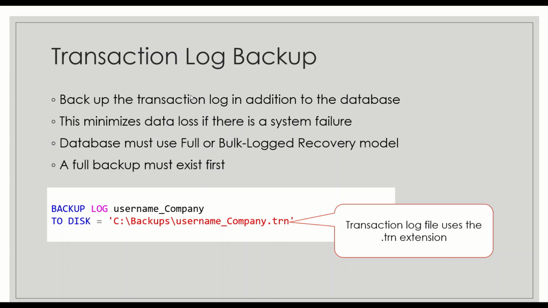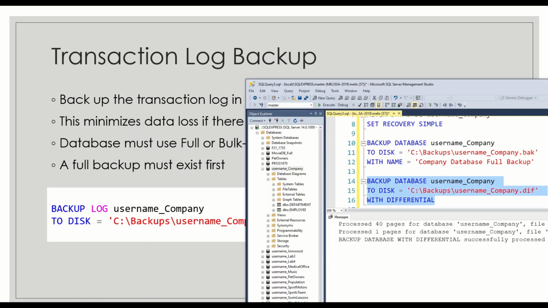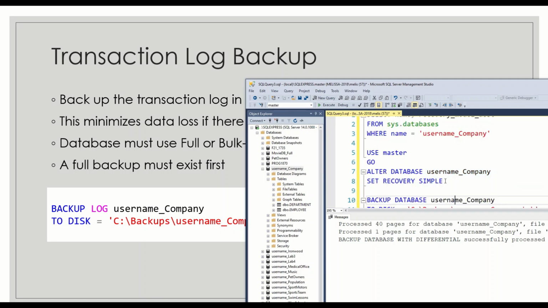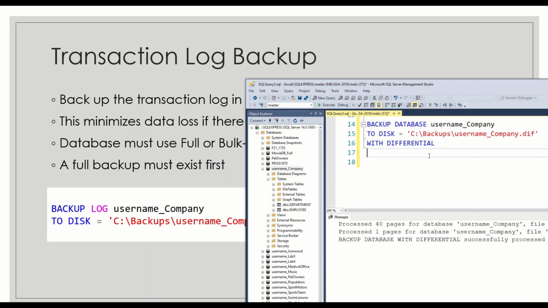Now the third type of backup is creating a backup of the transaction log. So if we create a backup of the transaction log, this allows us the minimal amount of data loss if there's a system failure. In order to back up the transaction log, we have to be using either the full or bulk logged recovery model. So if our database is using a simple recovery model, the transaction log is not available to us. You can see that my database here, username underscore company, you'll remember that we set the recovery to simple, which means that we don't have that option to back up the transaction log.